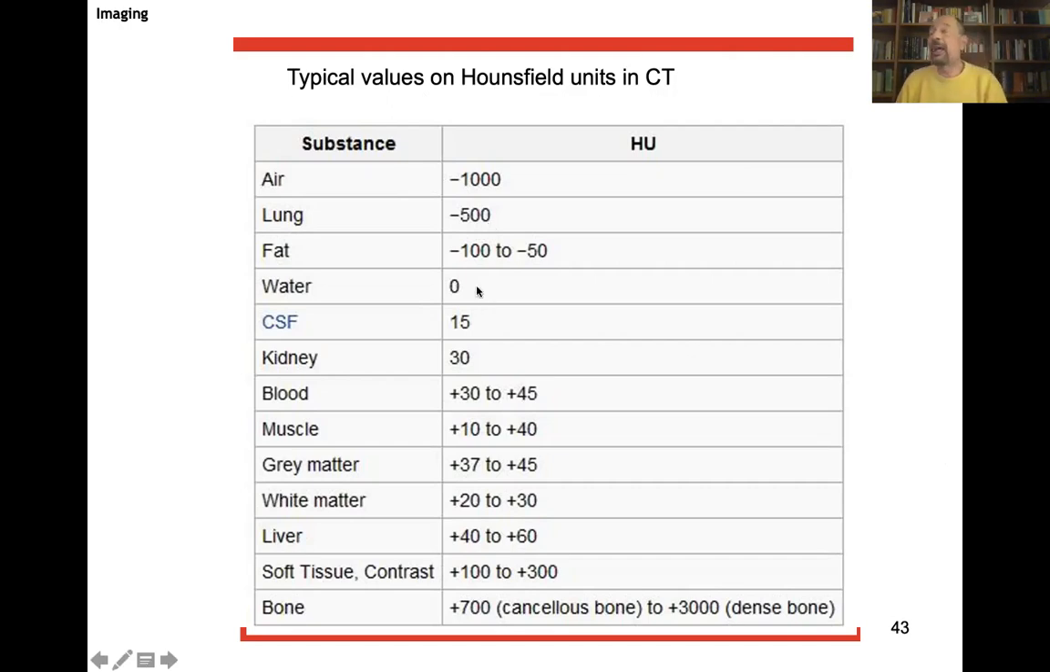Then you see that it goes up for different organs. In the muscles it is somewhere between 10 and 40, and in the bone it can be between plus 700 and plus 3,000 for the dense bones. But you see that also, for example, for the brain, you have substantially high levels. Of course, if you use contrast media, you can also see the soft tissue with relatively high values. And the blood is also between plus 30 and plus 45.